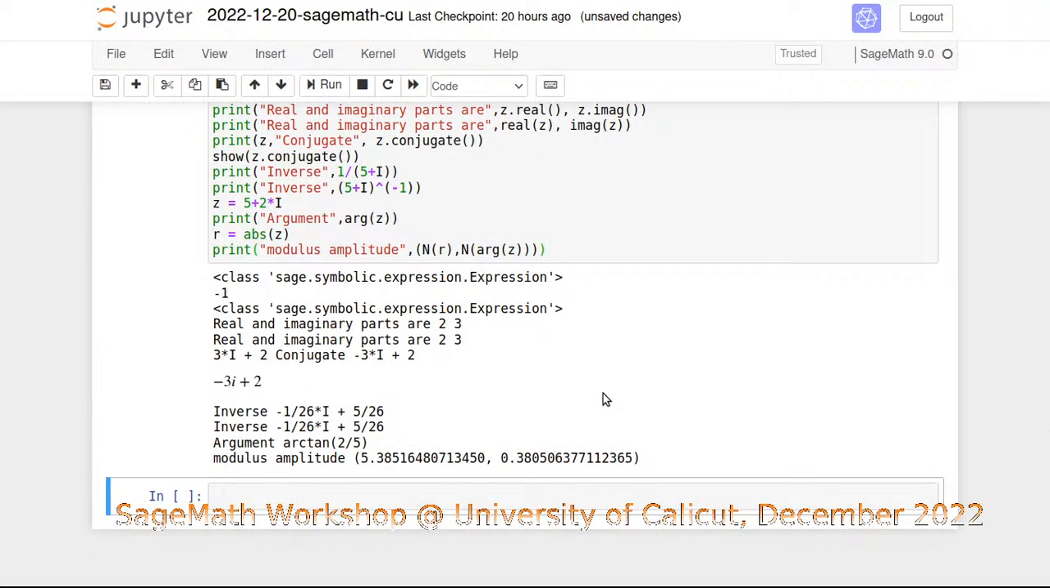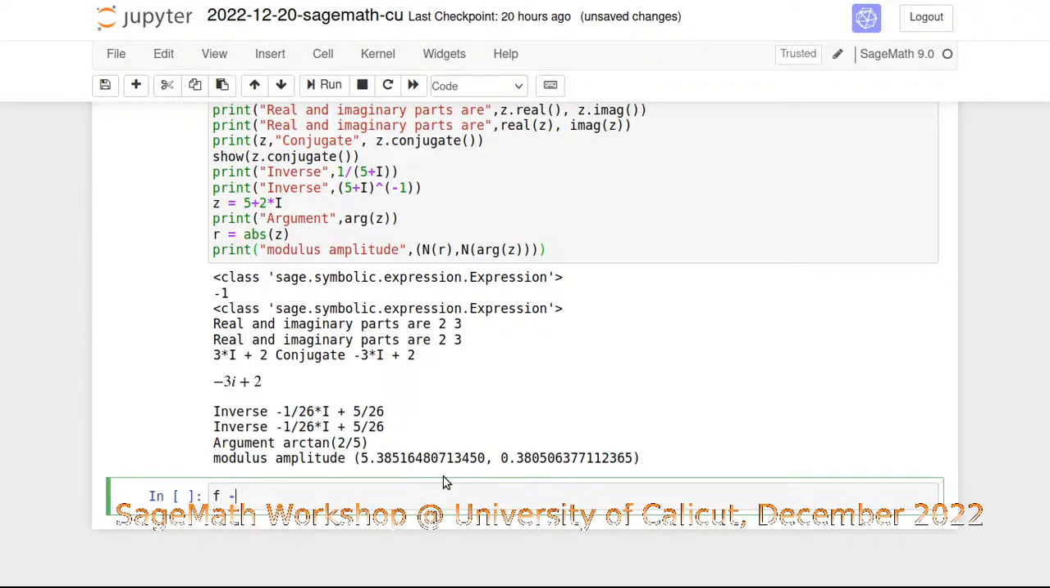So 5 point something is the modulus and 0.38. This is in radians. Remember that this is the modulus. Sorry, this is the amplitude. And we can solve as well. So the solve command will also work, even on complex polynomials.